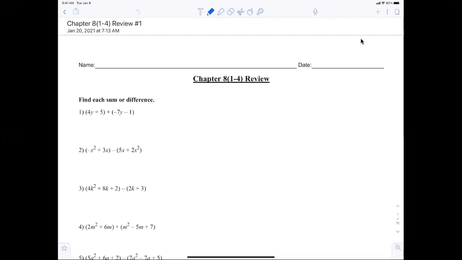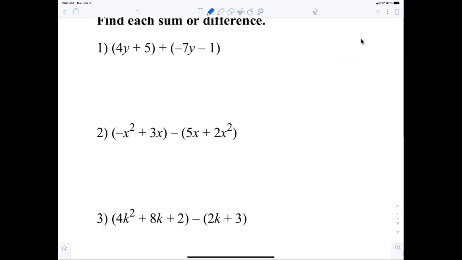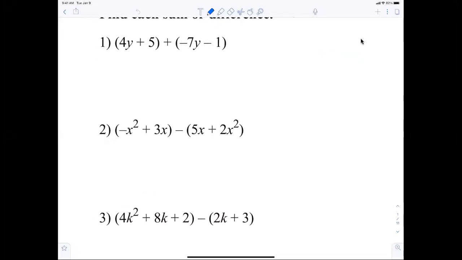A lot is going on because there's adding, subtracting, multiplying, all the rules that you've learned now. So let's get it done. Number one is negative 3y plus 4. Negative 3y plus 4. Anybody have any questions with negative 3y plus 4?